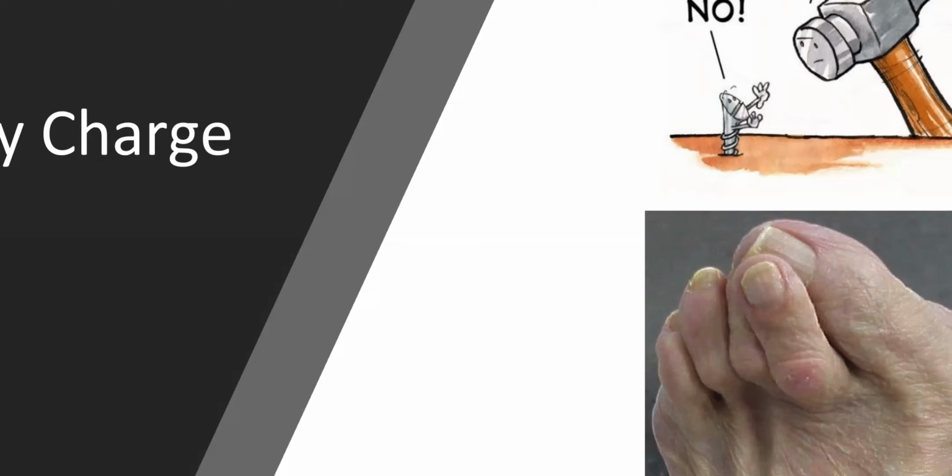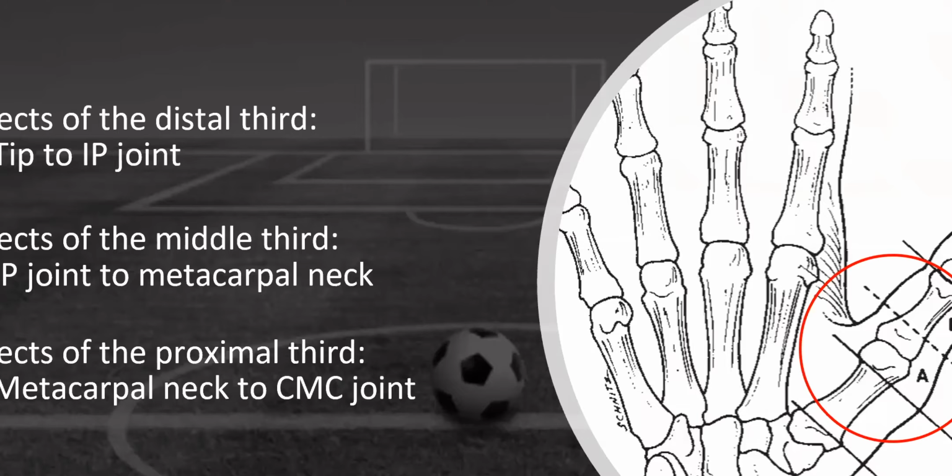And so while this has already been touched on, what are we really talking about here? The middle and proximal third of the thumb, defects of the middle third from the IP joint to the metacarpal neck, is what the focus of this talk will be. We also will touch on just a couple other types of reconstruction.